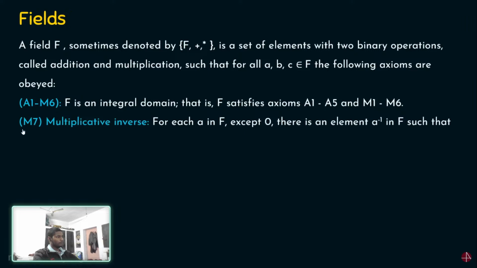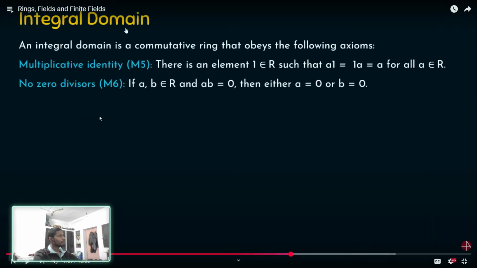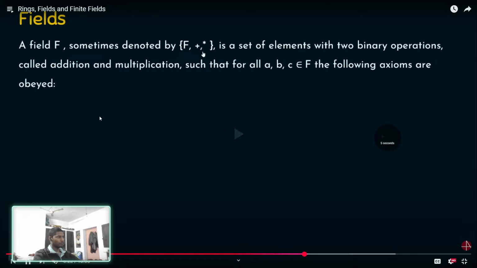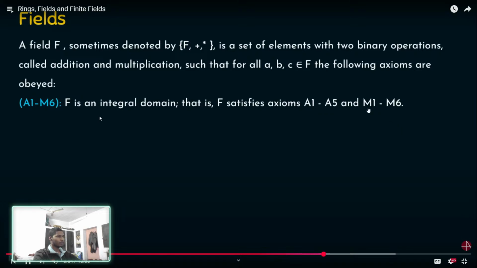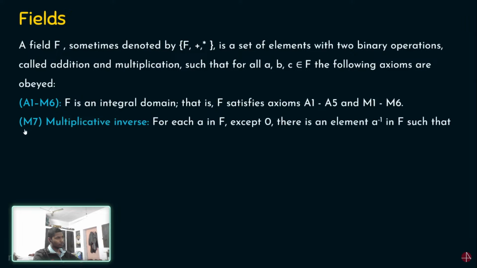So in addition to this, M7 for fields. M4 is commutative, and a commutative ring is actually a ring. So from M1 to M6, all the previous conditions we have seen should be satisfied. In addition to this, the M7 axiom should be satisfied. It means there exists a multiplicative inverse for each A that belongs to F.